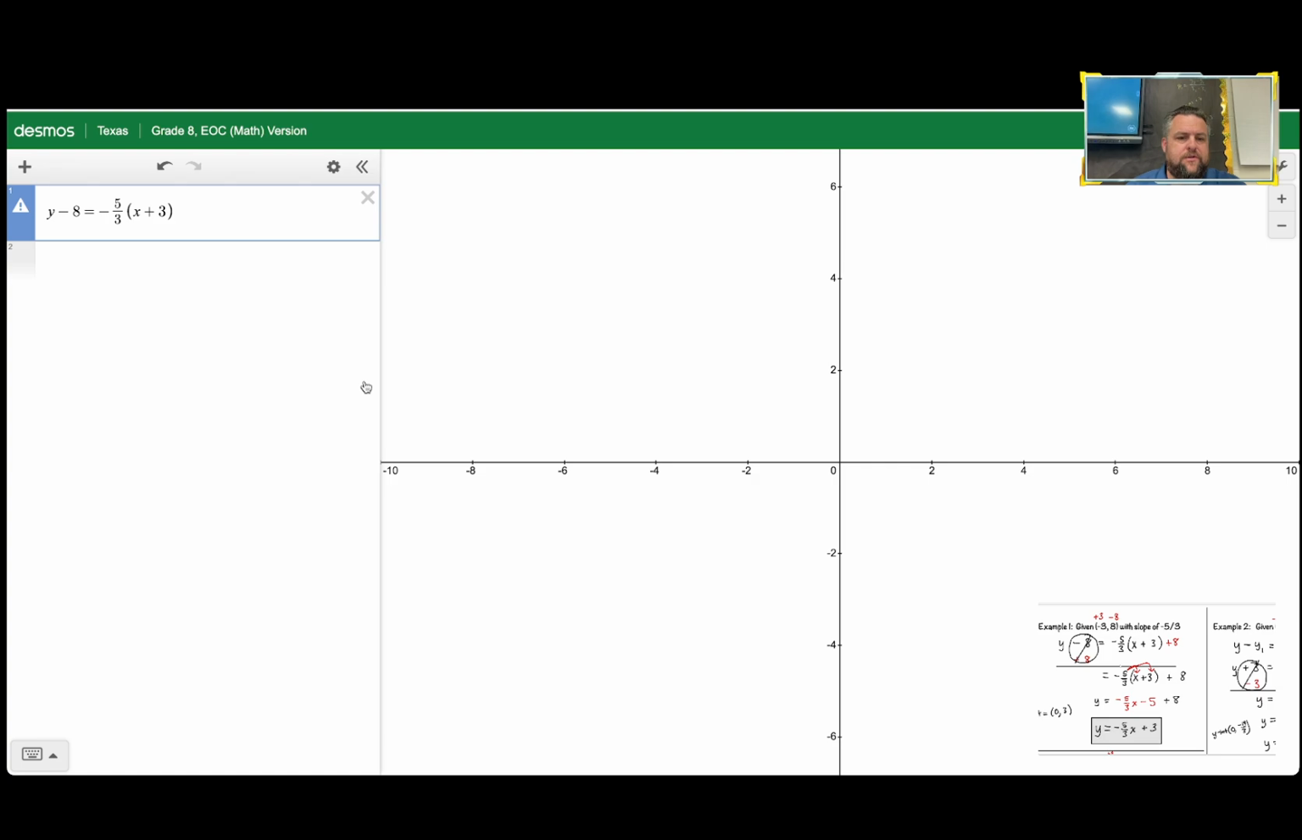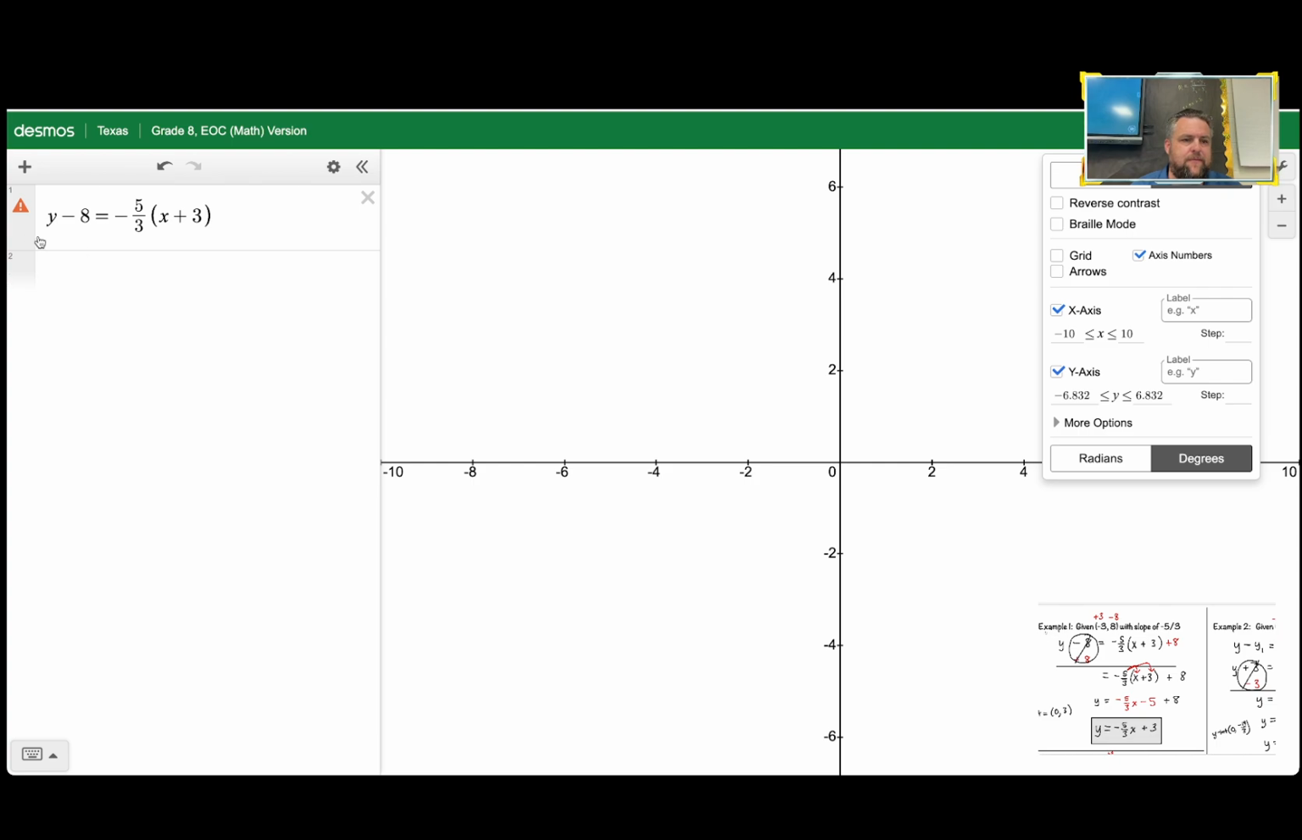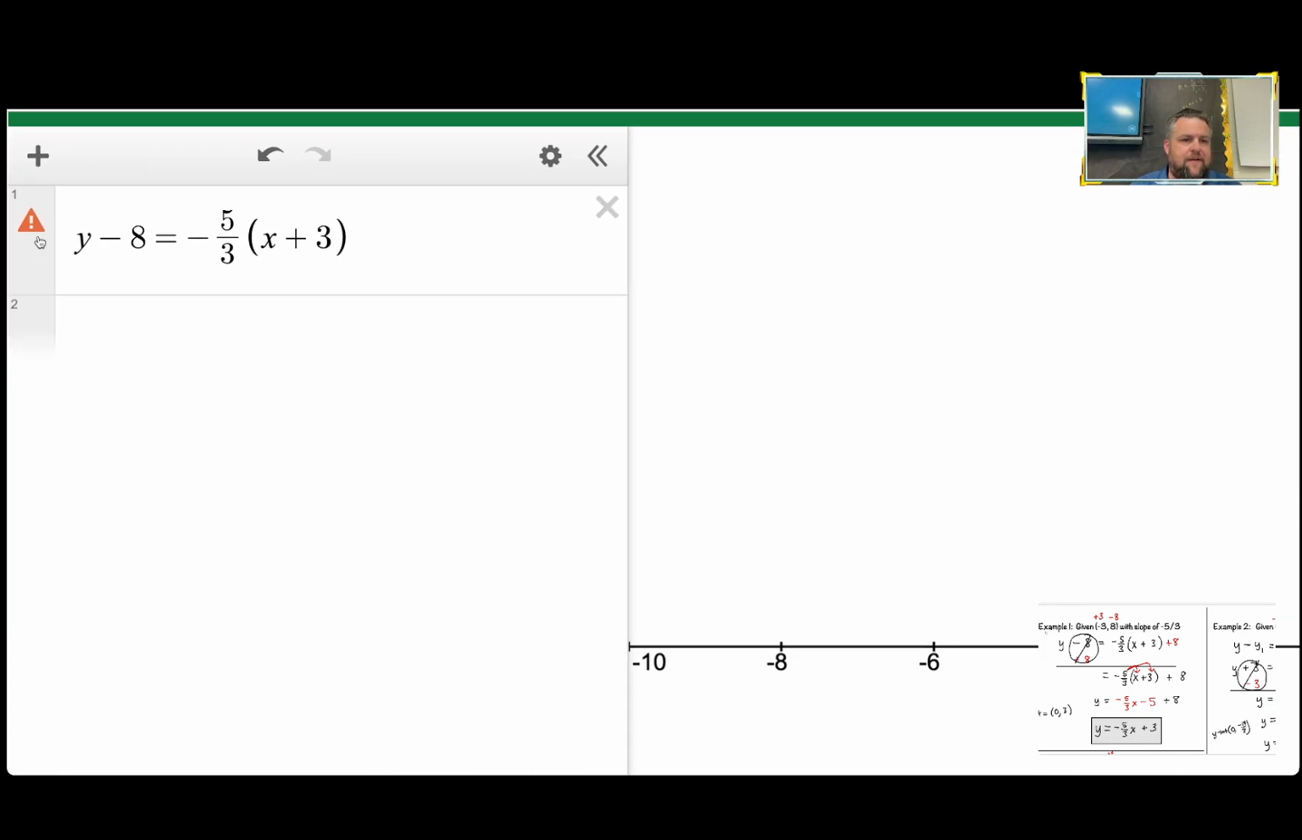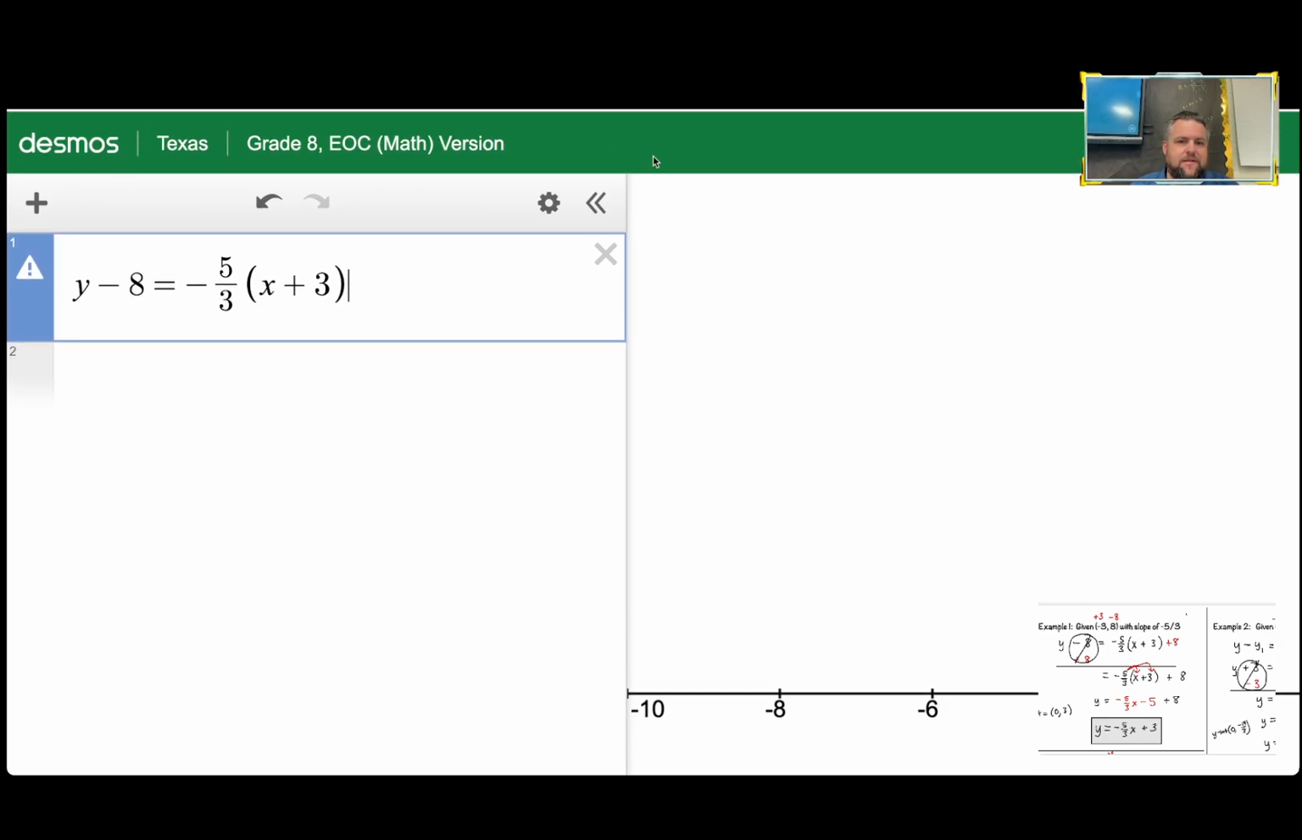Now, what you should see in Desmos is that you cannot graph this. Let me kind of make this a little bit bigger. You cannot actually graph this function because plotting an implicit equation and inequalities is disabled because we are using the testing version, which you'll notice because I have a green bar and it says EOC in it.